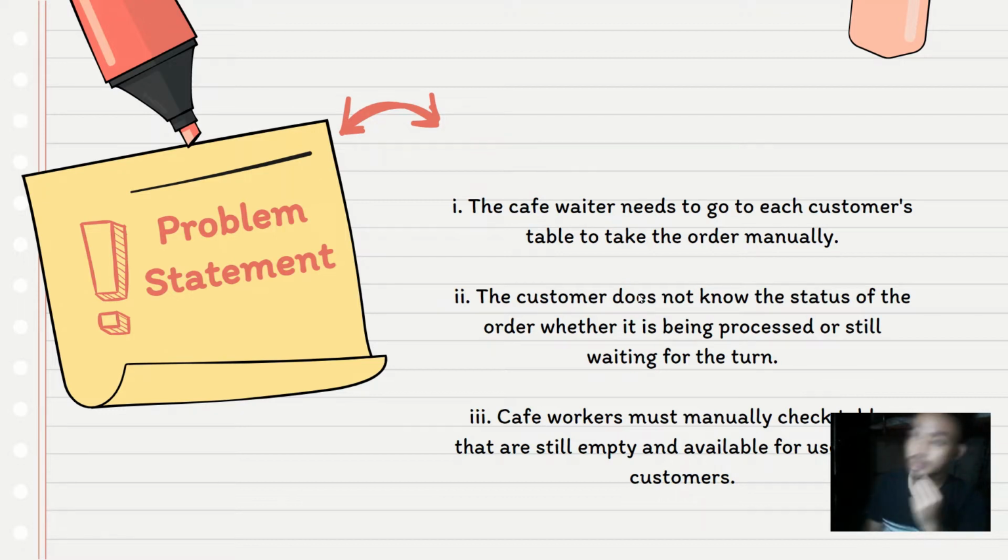So, the problem statement. The first thing is the waiters need to go to each customer's table to take the order manually. Next, the customer does not know the status of the order, whether it is being processed or still waiting for its turn. Lastly, the cafe workers must manually check which tables are still empty and available for use by new customers.